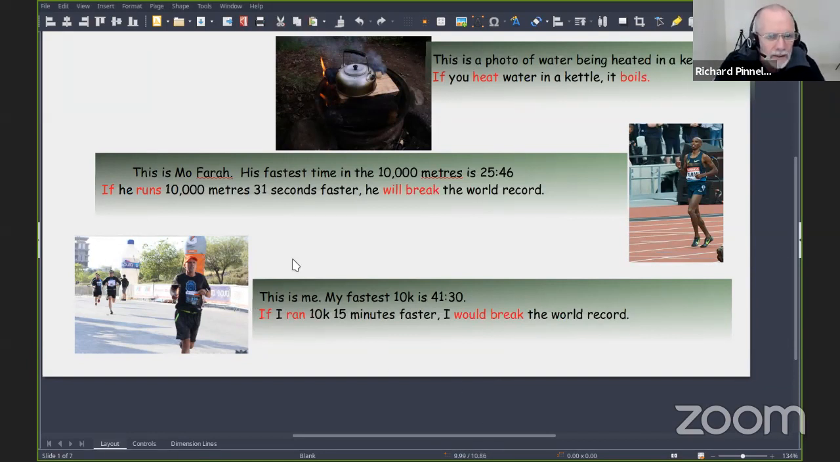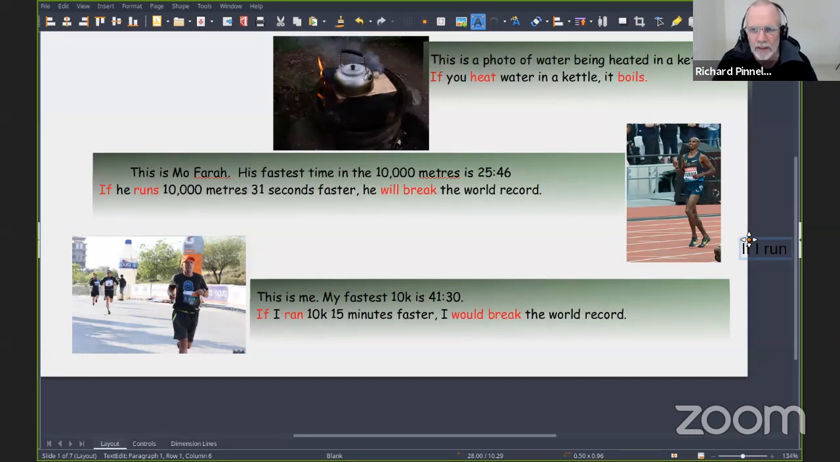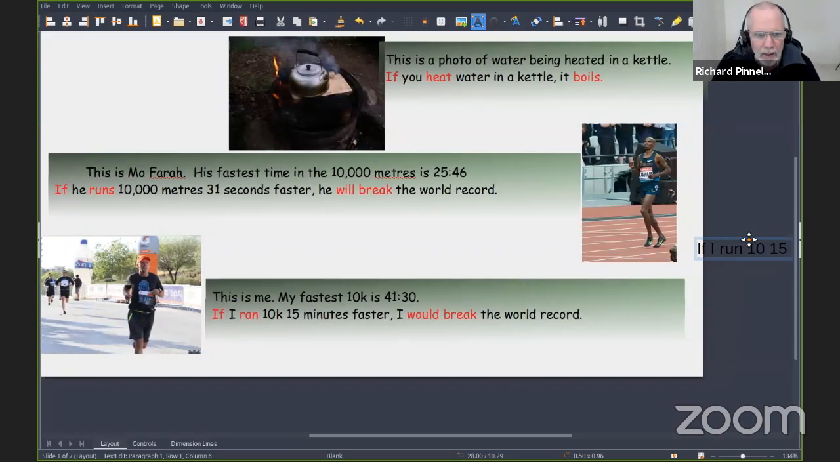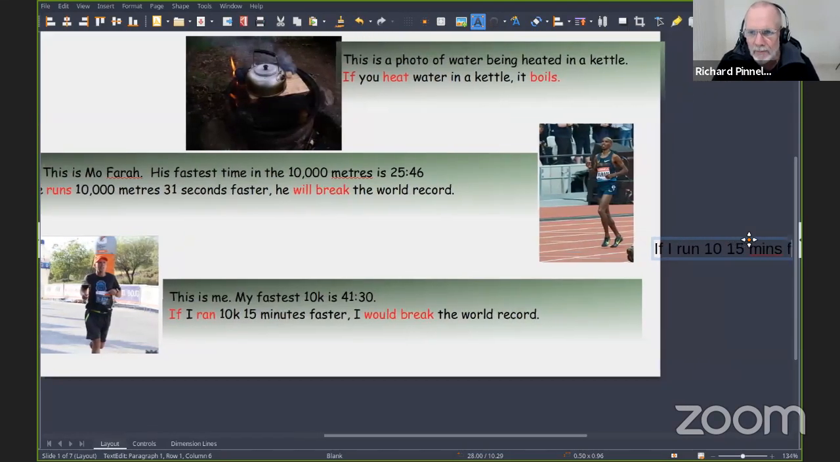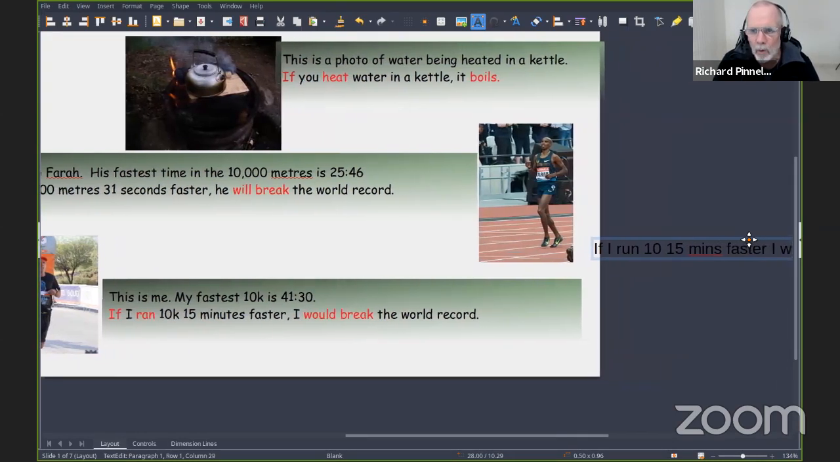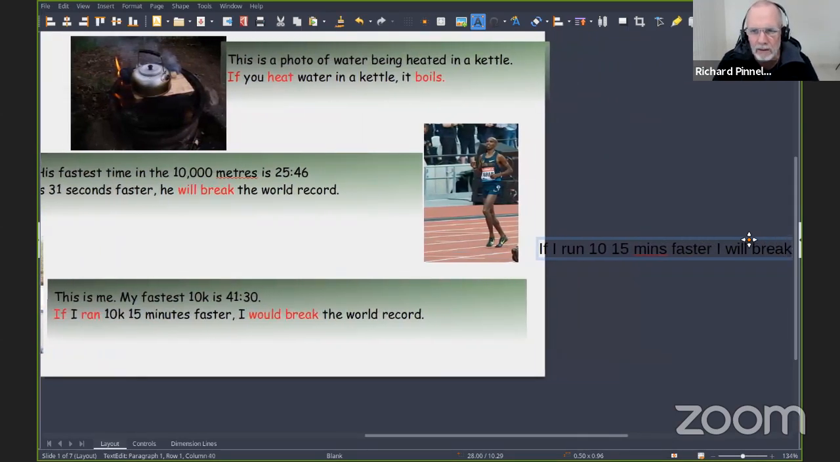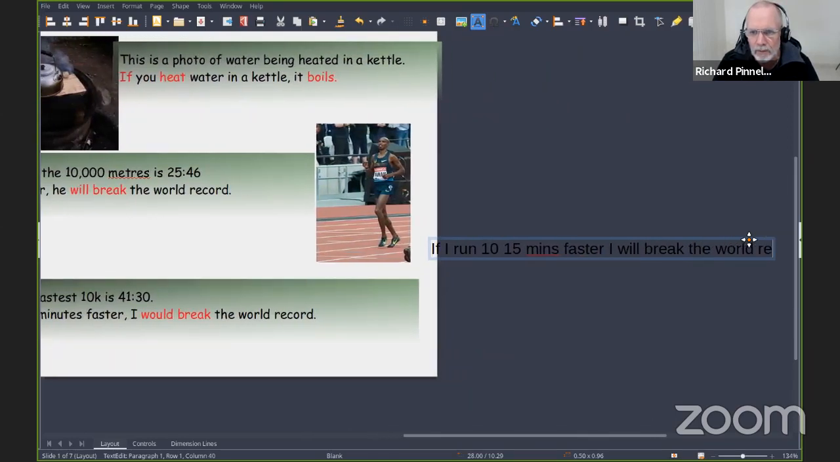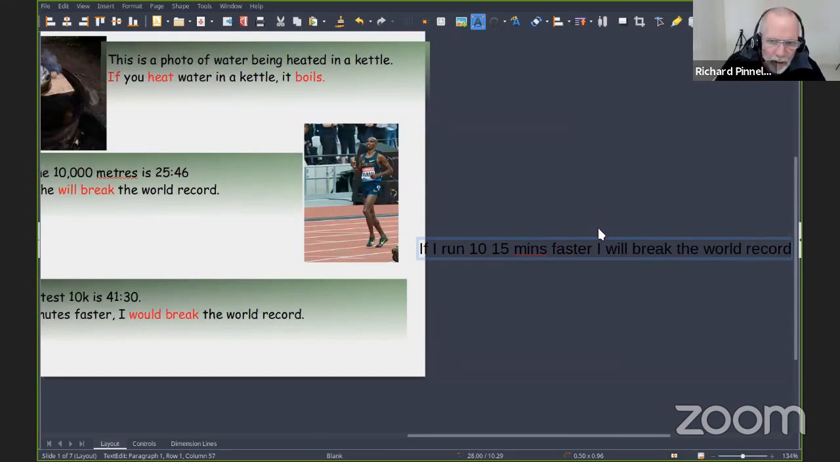Question: why is it not possible, if I can write on here, which I can't because, yeah, here. If I run 10K 15, I'll move this in a minute, 15 minutes faster, I will break the world record. Let's move that over there.